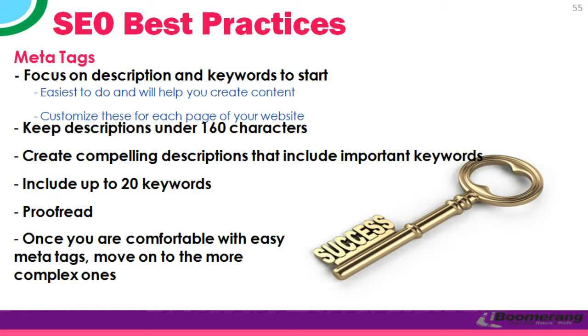For meta tags, it's easiest to start with descriptions and keywords. Once you have a good understanding of how to manipulate your code, then move on to the more complex tags that tell the robots what to do. Your description should be under 160 characters, and you should include 20 or under keywords. Also, be sure to proofread.